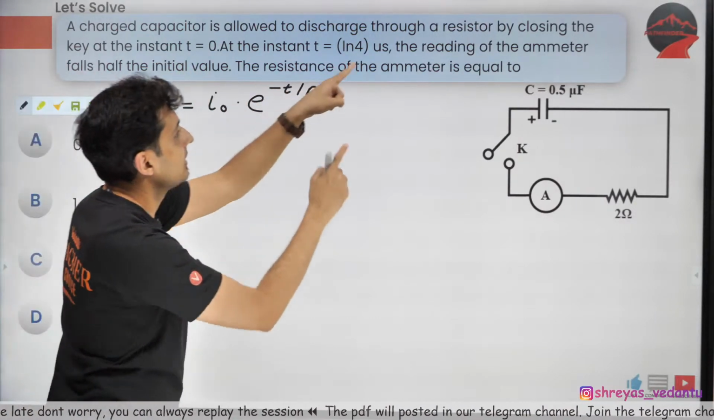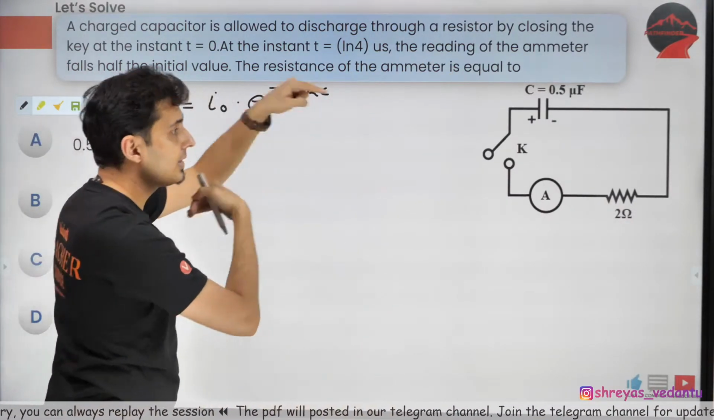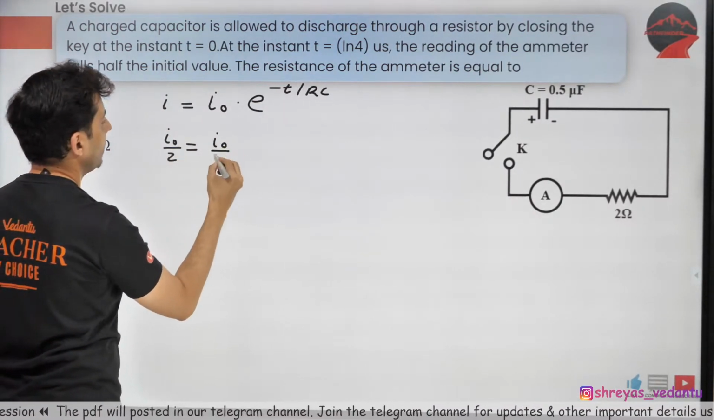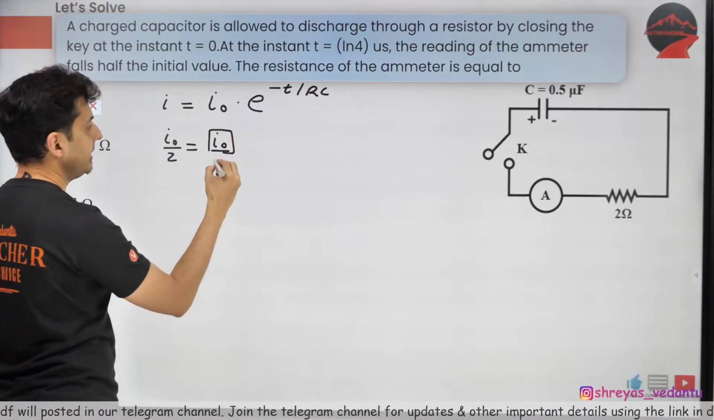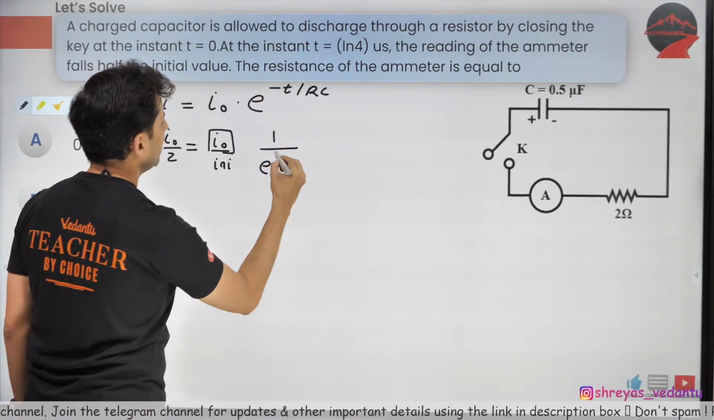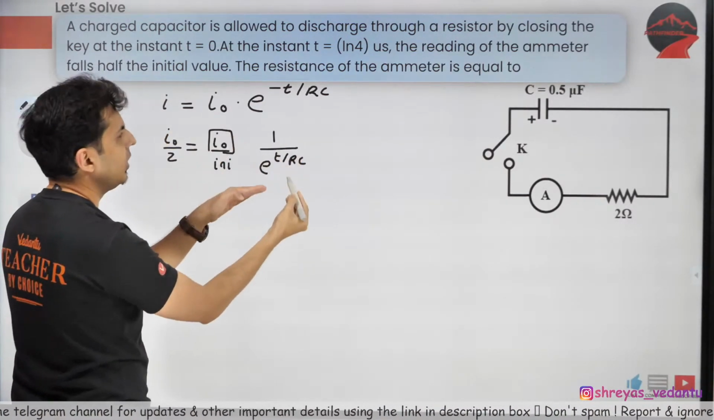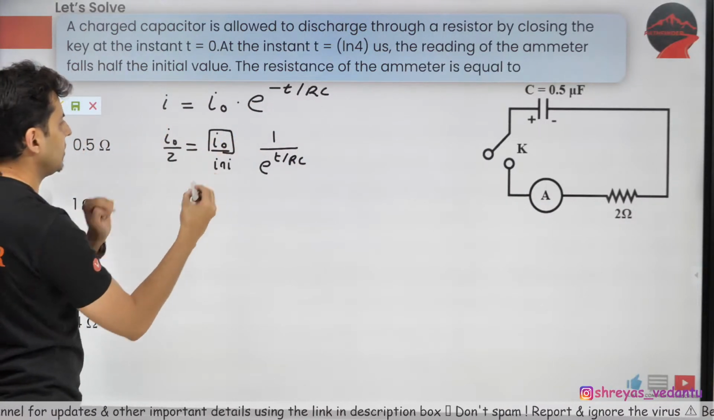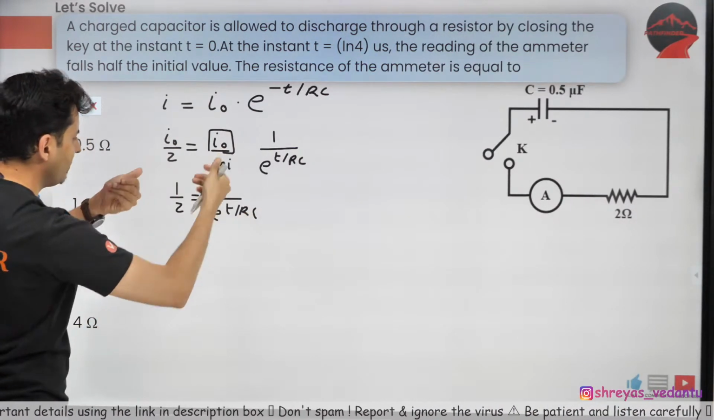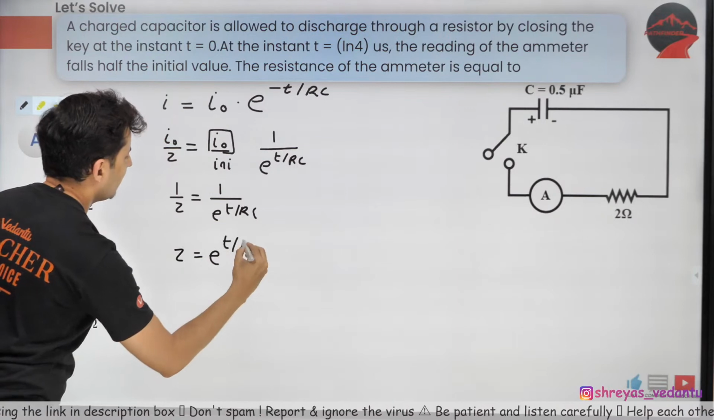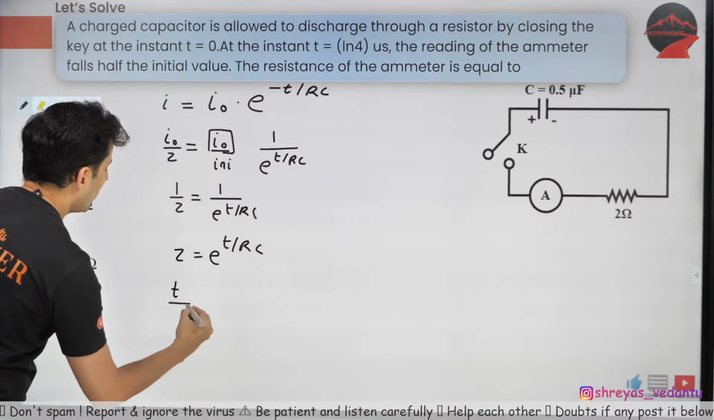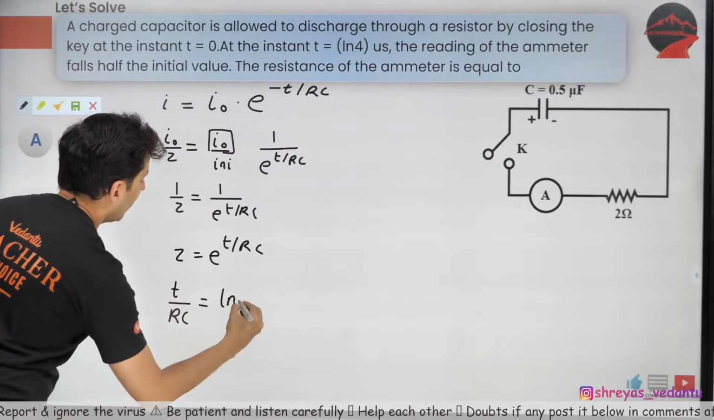It's mentioned that the current falls to half the value. That means this current is I naught by 2, equal to I naught, the initial current, times 1 by e to the power t by RC. I'll put it below because I don't like negative powers. I naught cancels. So 1 by 2 will be 1 by e to the power t by RC. Flip this, so 2 will be e to the power t by RC. This is in exponent form. Write it in logarithmic form, so t by RC will be ln 2.